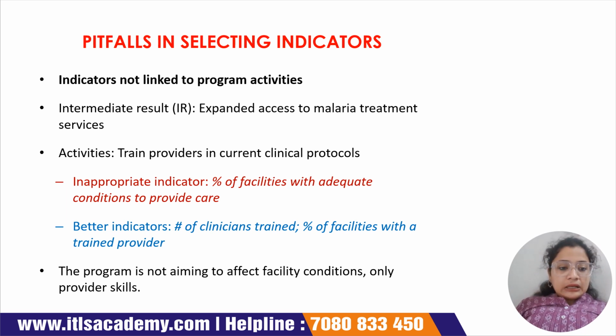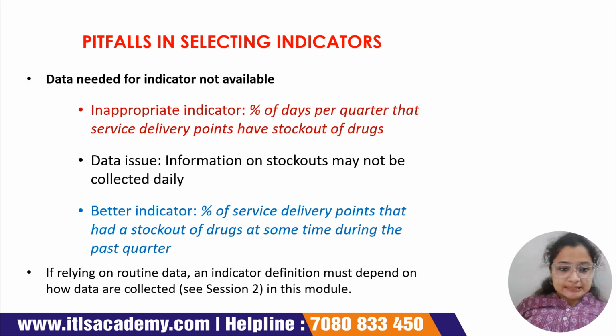Okay. Again, talking about pitfalls in selecting indicators. So indicators not linked to program activities. So intermediate result can be there, that is expanded access to malaria treatment services, activities like train providers in current clinical protocols. Inappropriate indicator, that is percentage of facilities with adequate conditions to provide care. And better indicators will be number of clinicians trained, percentage of facilities with a trained provider. The program is not aiming to affect facility conditions, only provider skills.